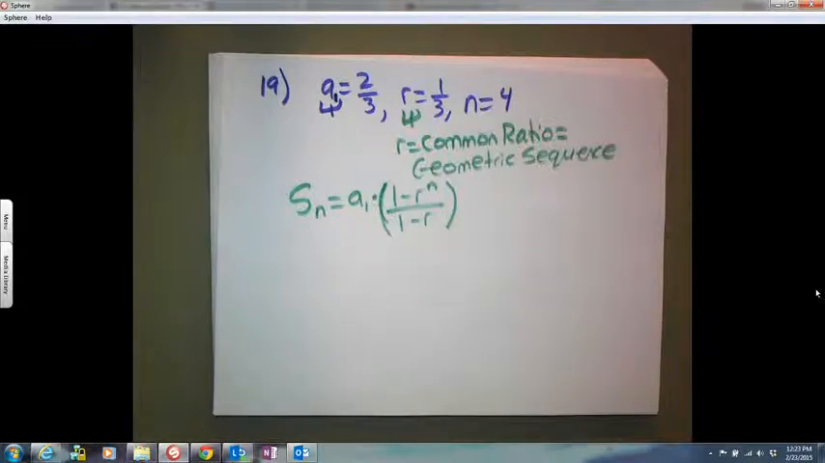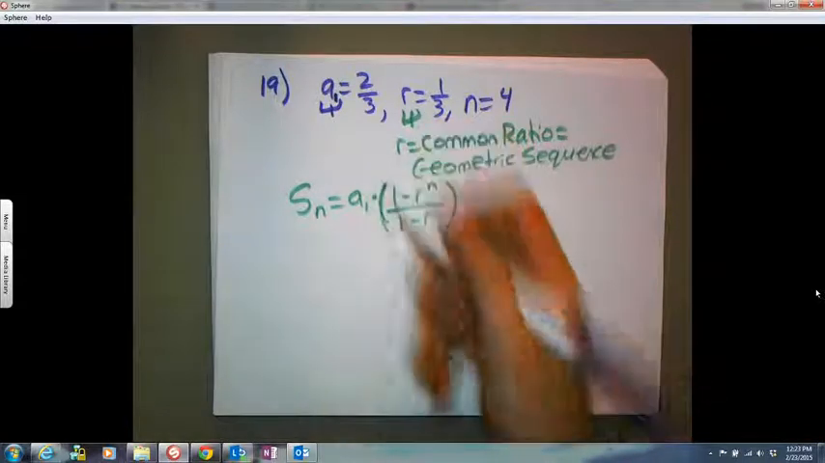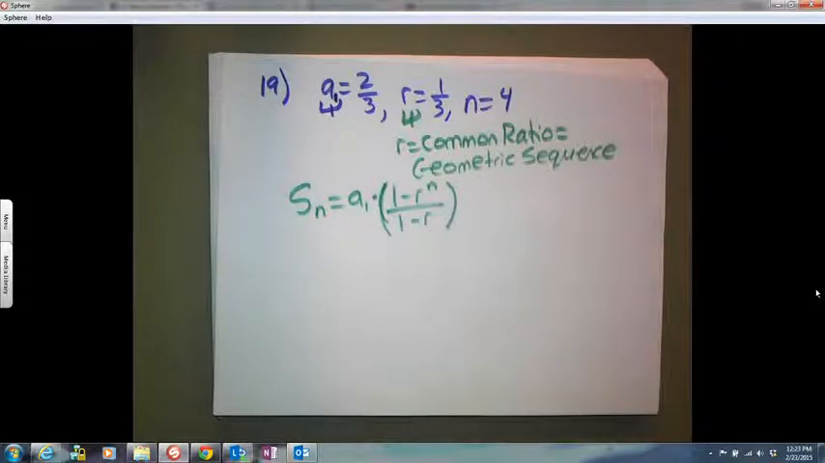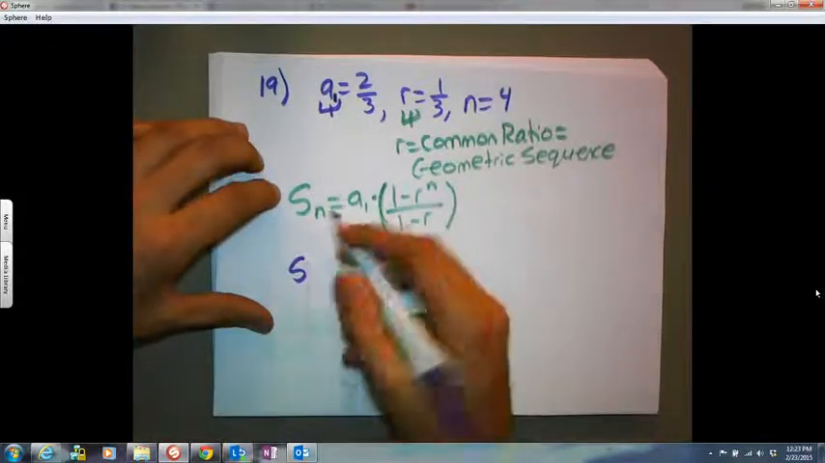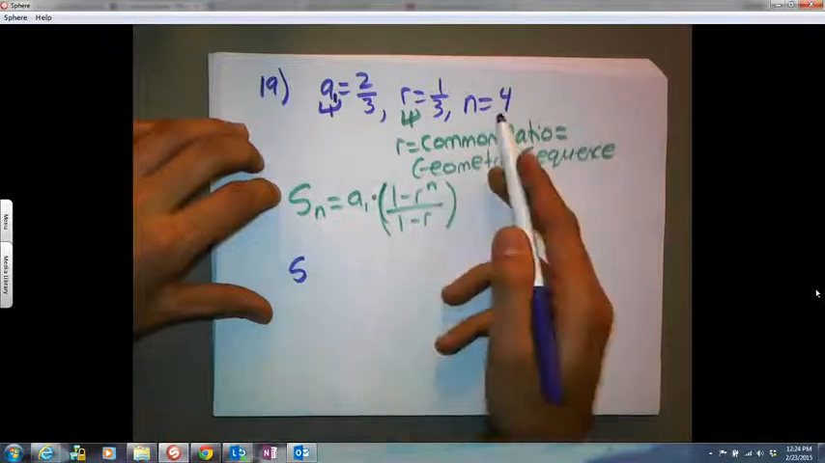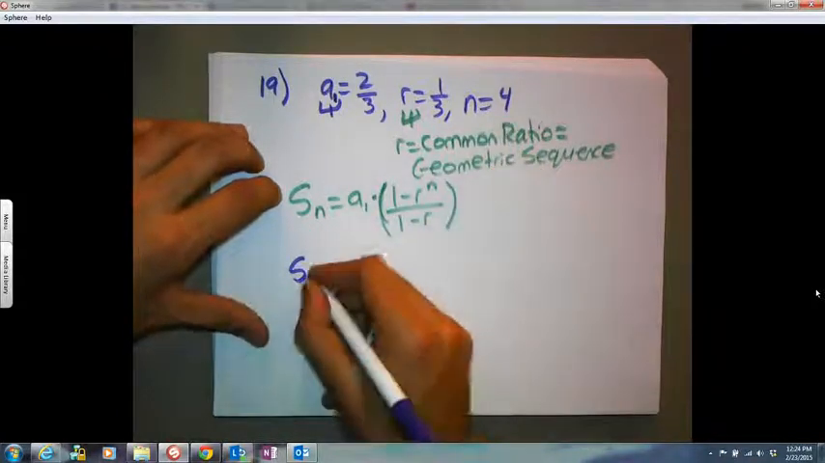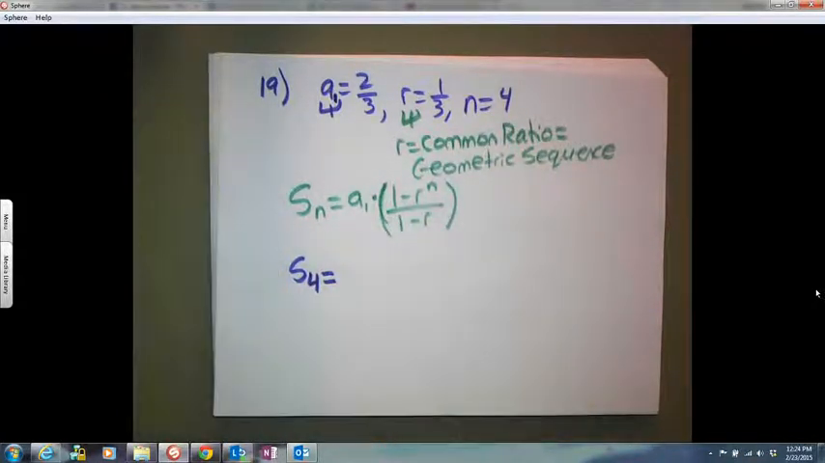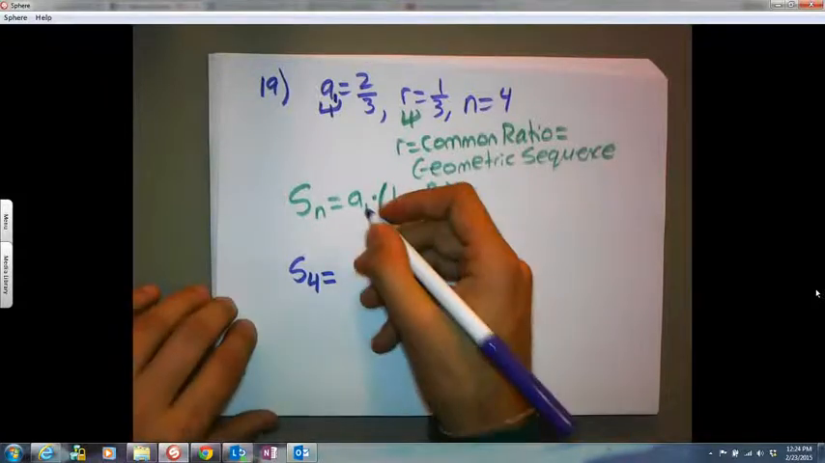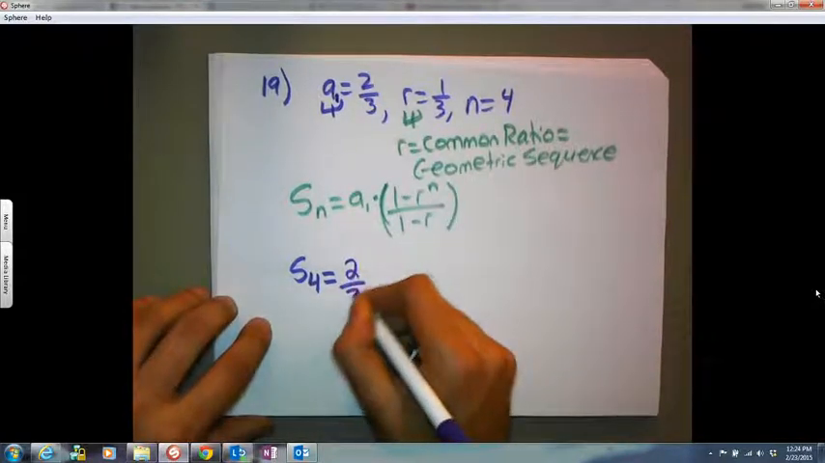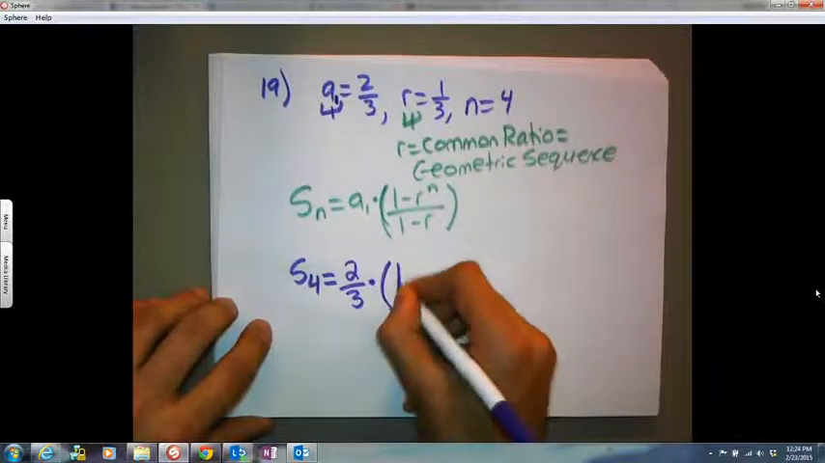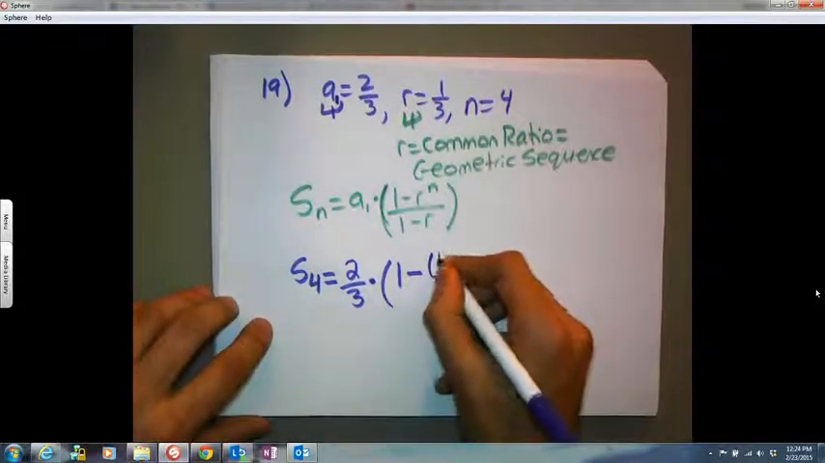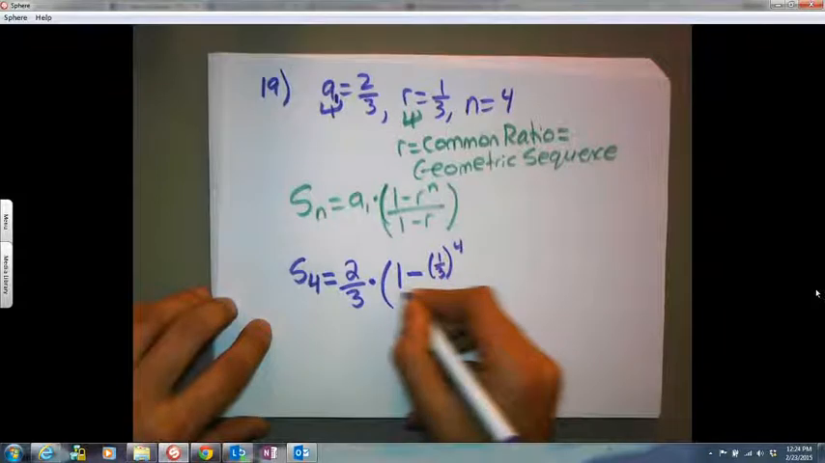So now we can apply our formula, and let's just plug in what we know. We're not adding up all the terms, we're only adding up 4 terms. So we want to find S4. Another way of saying that is the fourth partial sum. A1 is 2/3. R is 1/3 to the 4th power, all over 1 minus 1/3.